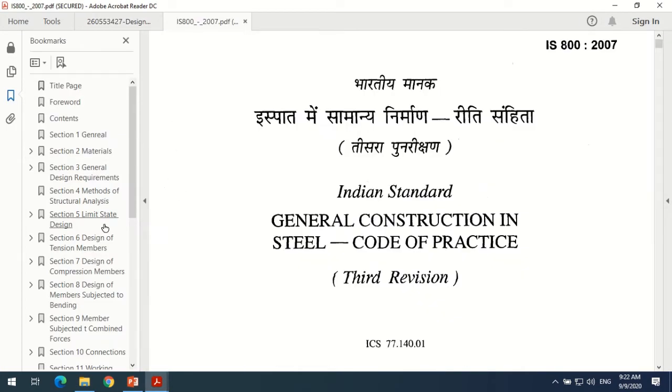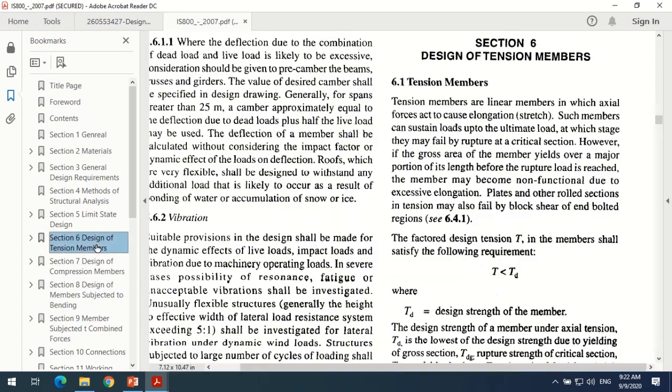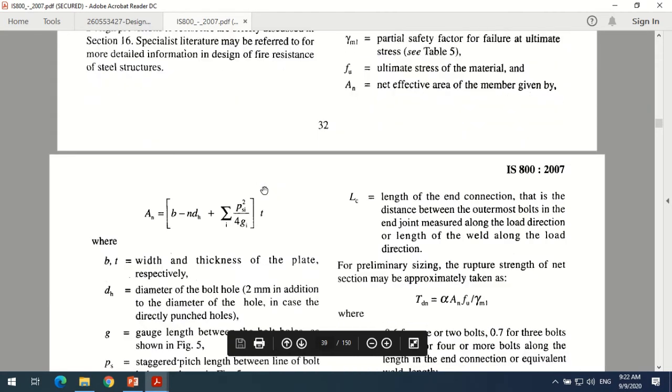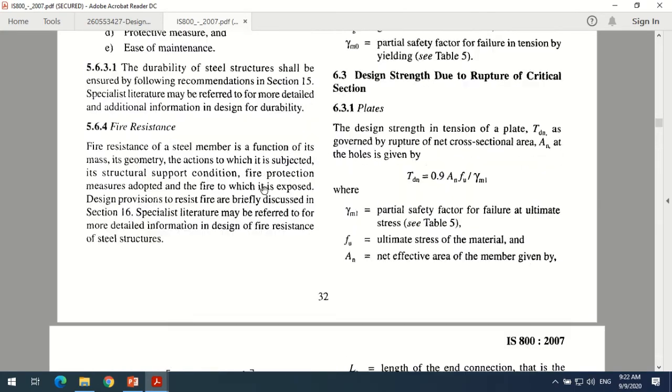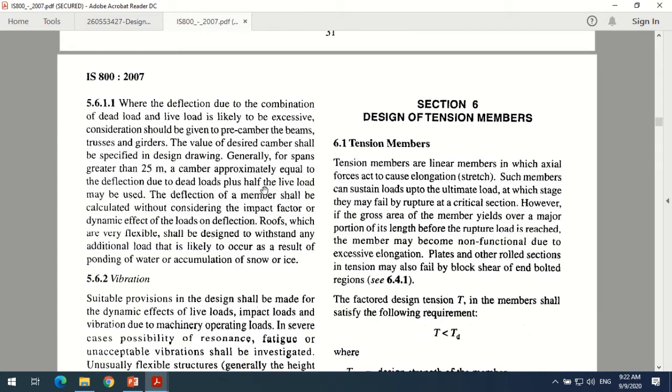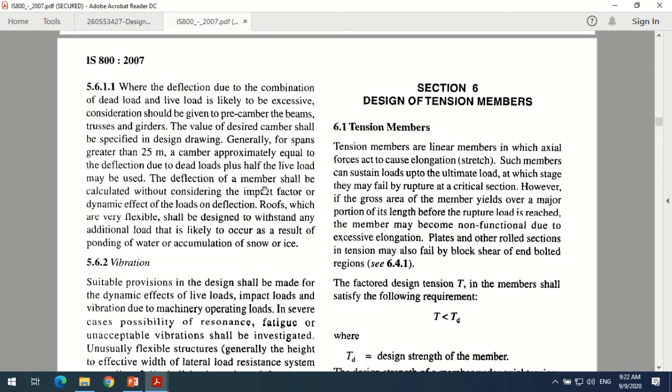Okay, the guidelines what I've mentioned, we have come across this in our previous design of steel structure. Okay, so this is the section what we have for a design of tension member. I hope you remember this, we have gone through this, but still if in any case you are unable to follow the earlier lectures, we'll just brush up this. So this is section 6 in our IS 800-2007, and in this we have the design of tension member.